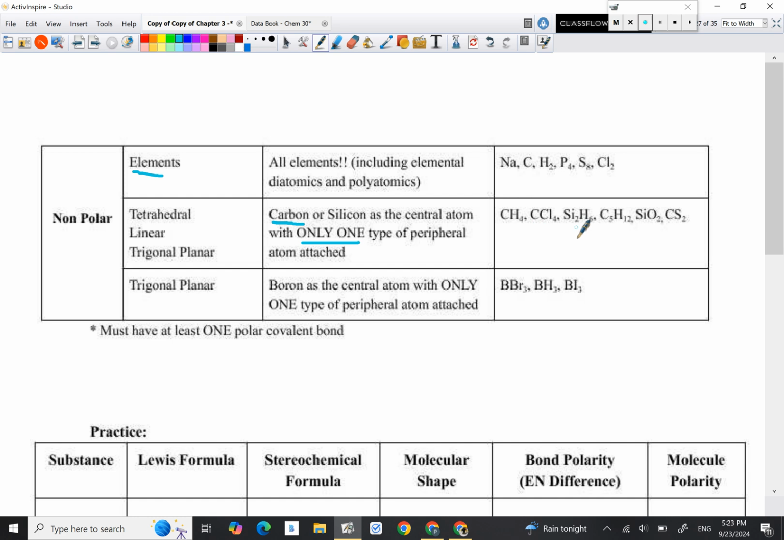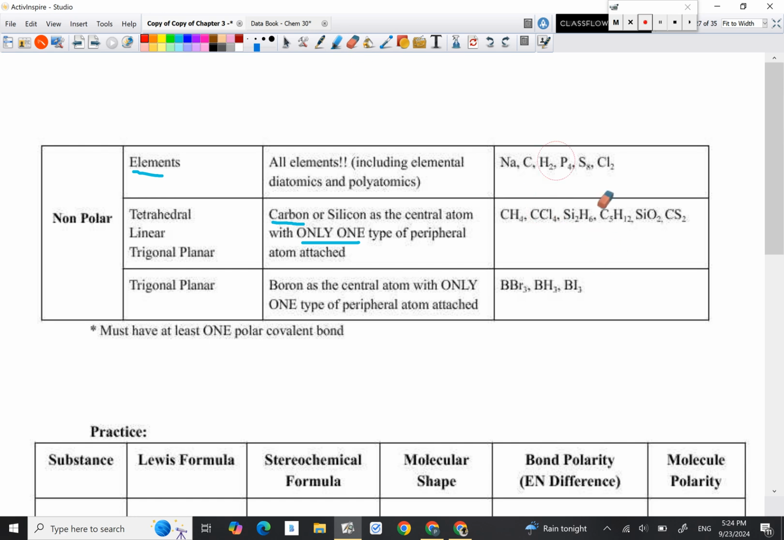CH4, CCl4, Si2H6, C5H12. So notice how we have central atom, carbon, only hydrogen attached. Non-polar. Carbon is the central atom right here, only chlorine attached, non-polar. Silicon is the central atom, and there's two of them. There's two central atoms, that's fine, but both are silicon. It's the exact same element. Boom, only hydrogen as the peripheral.